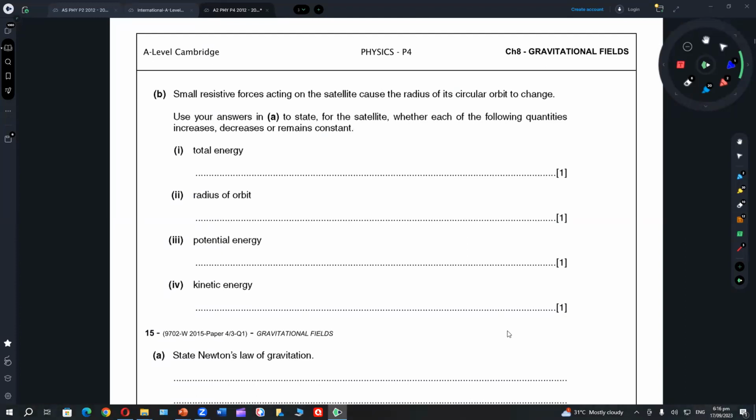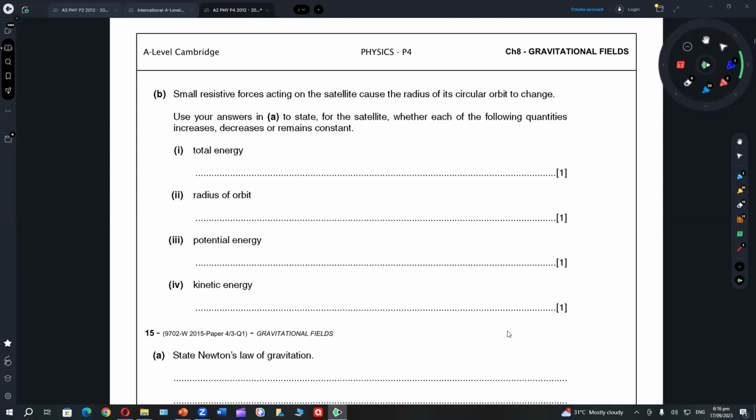Small resistive forces acting on the satellite cause the radius of its circular orbit to change. A very interesting concept. Many people, even teachers, say that actually in space there is no resistance, but actually small resistive forces are present. We are not in a position to discuss them because this is not in our course. But in space there are some minor resistive forces.